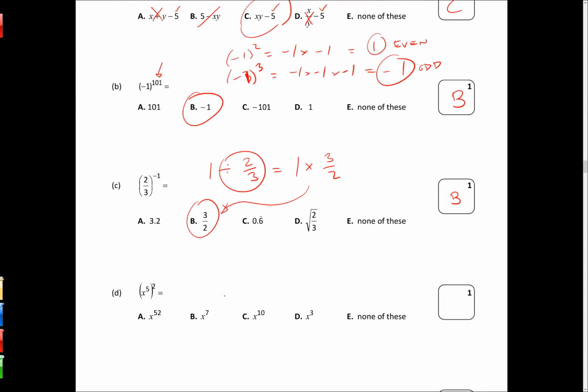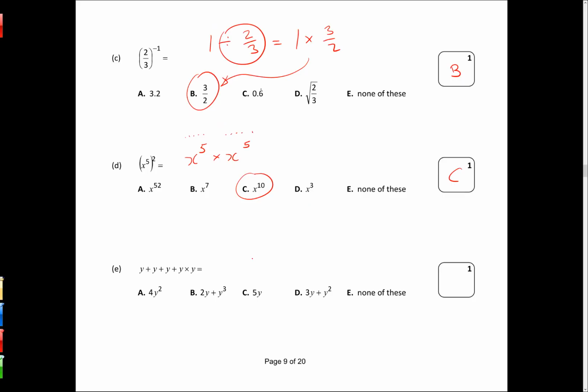x to the 5, all to the 2. Well, if my indices law is on the sheet, I know that it tells me to times them. When you've got a power to a power, just times them. It's going to be x to the 10. Or I could think, what does it really mean? x to the 5 squared means x to the 5 times itself. So I've got x by x, and I've got x to the 10. That's how many I've got.